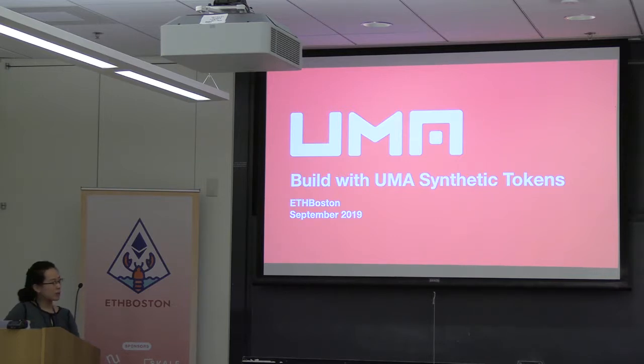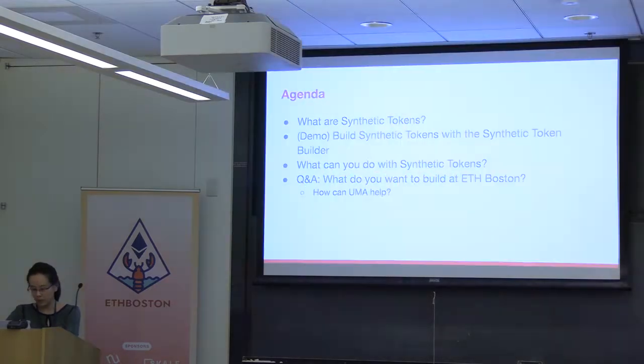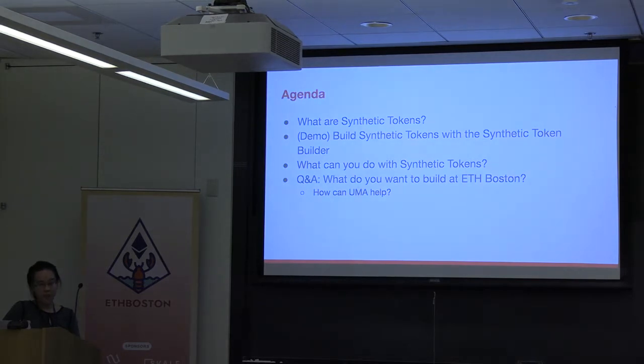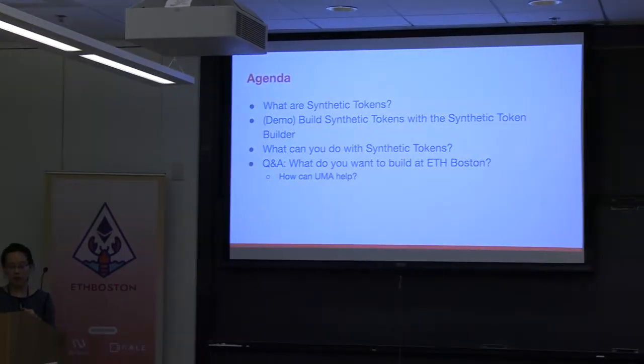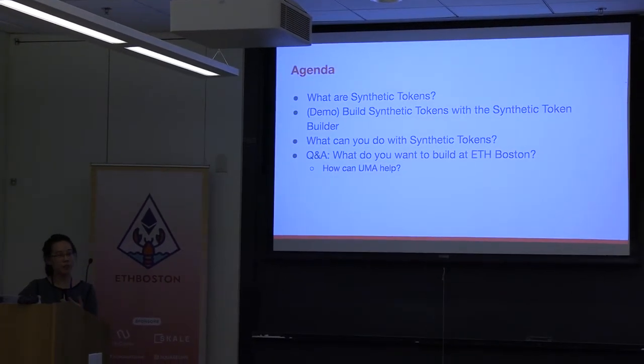And today I'm going to be talking about synthetic tokens, why they're important, and how you can build with them here in Boston. I'm going to go through what synthetic tokens are and why they're important. I'm going to demo how you can actually use our synthetic token builder on testnet on Ruby to build your own synthetic tokens, and then eventually use them in whatever projects you have. And then lastly, talk a little bit about what you can do with synthetic tokens, give you a couple of starter ideas, and also give you a couple hints as to what you're looking for.